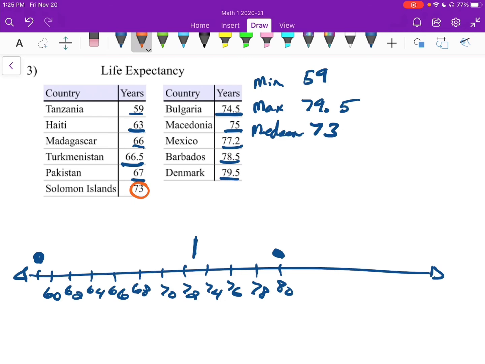I'll circle it, and I'll leave my marks there so that I can pretend like I'm doing it with pencil without erasing. Q1: now I'm going to cross out the first and last, and I'm left with 66.